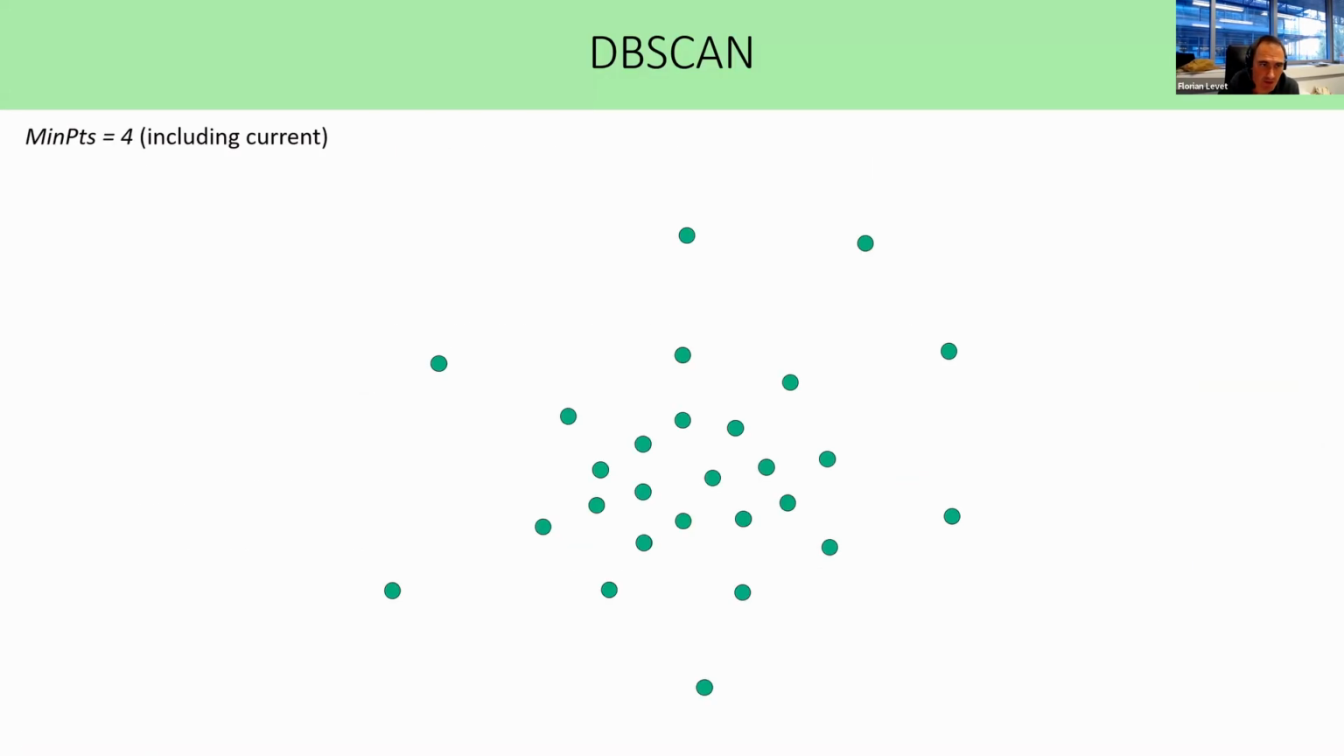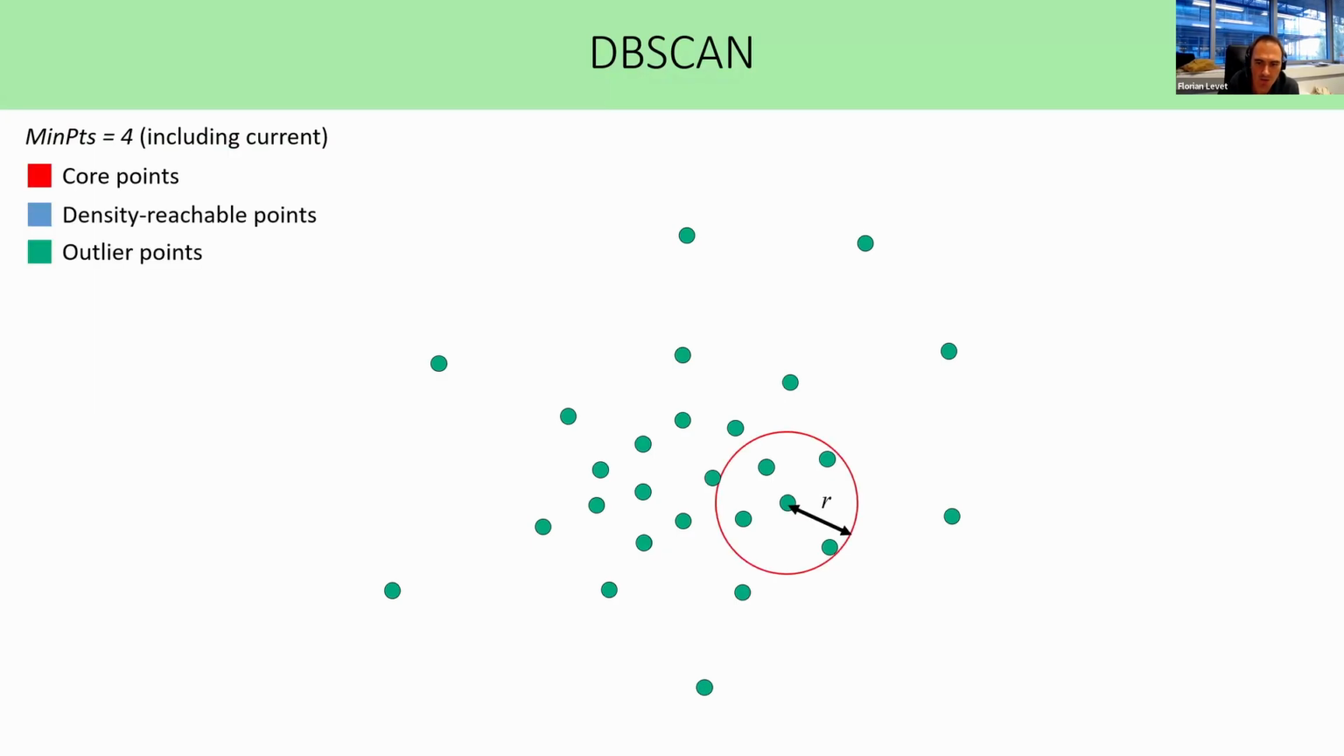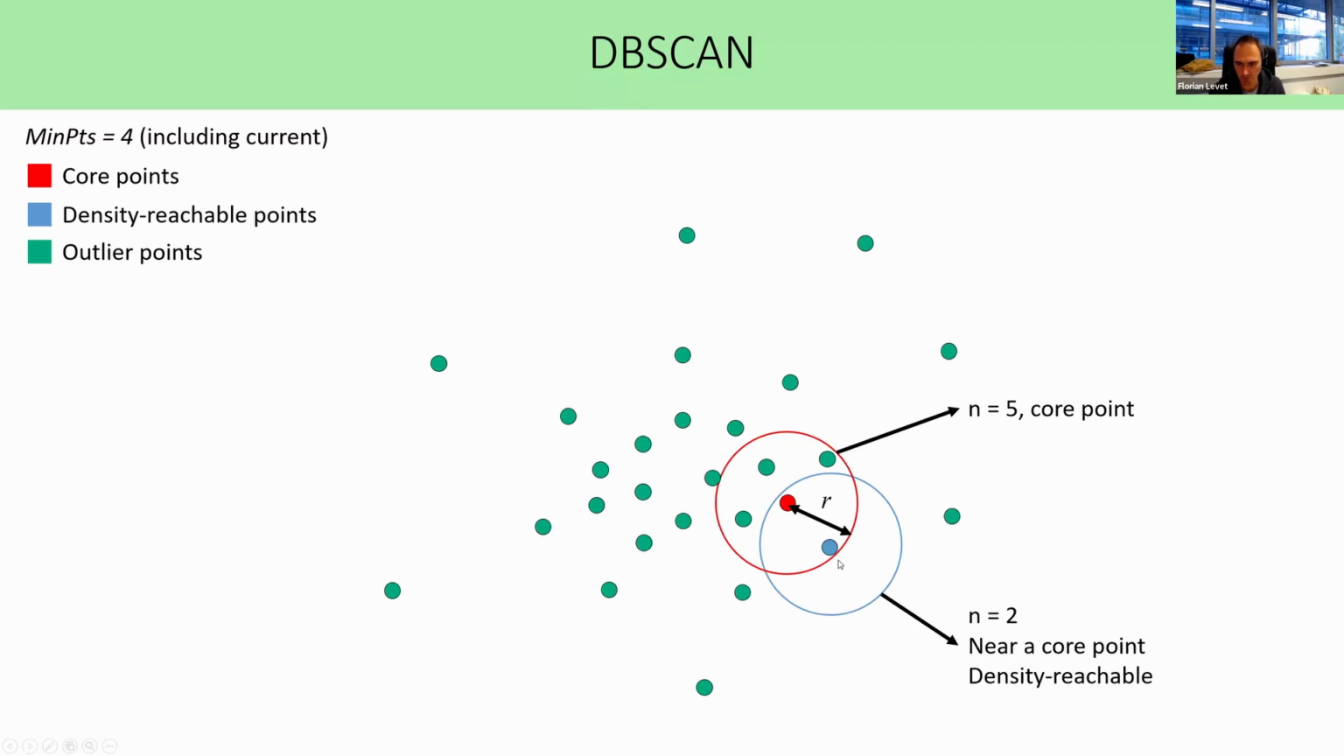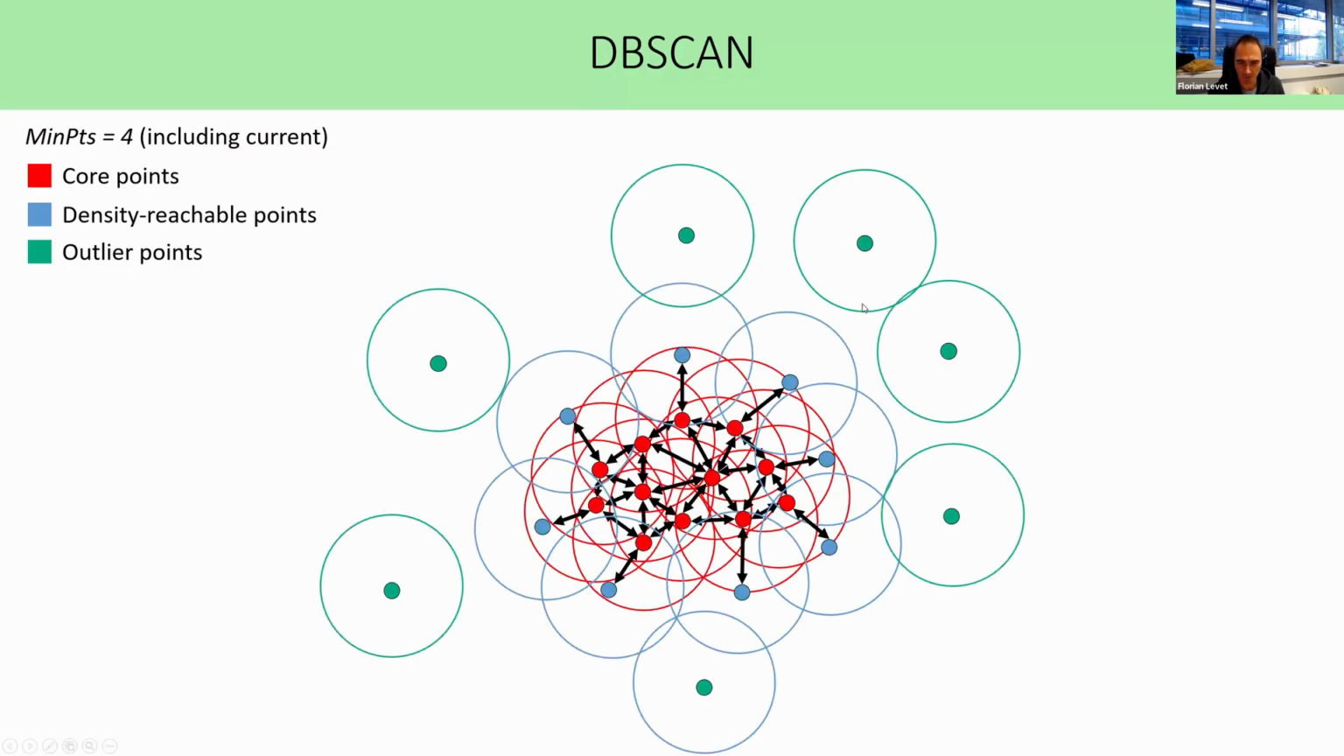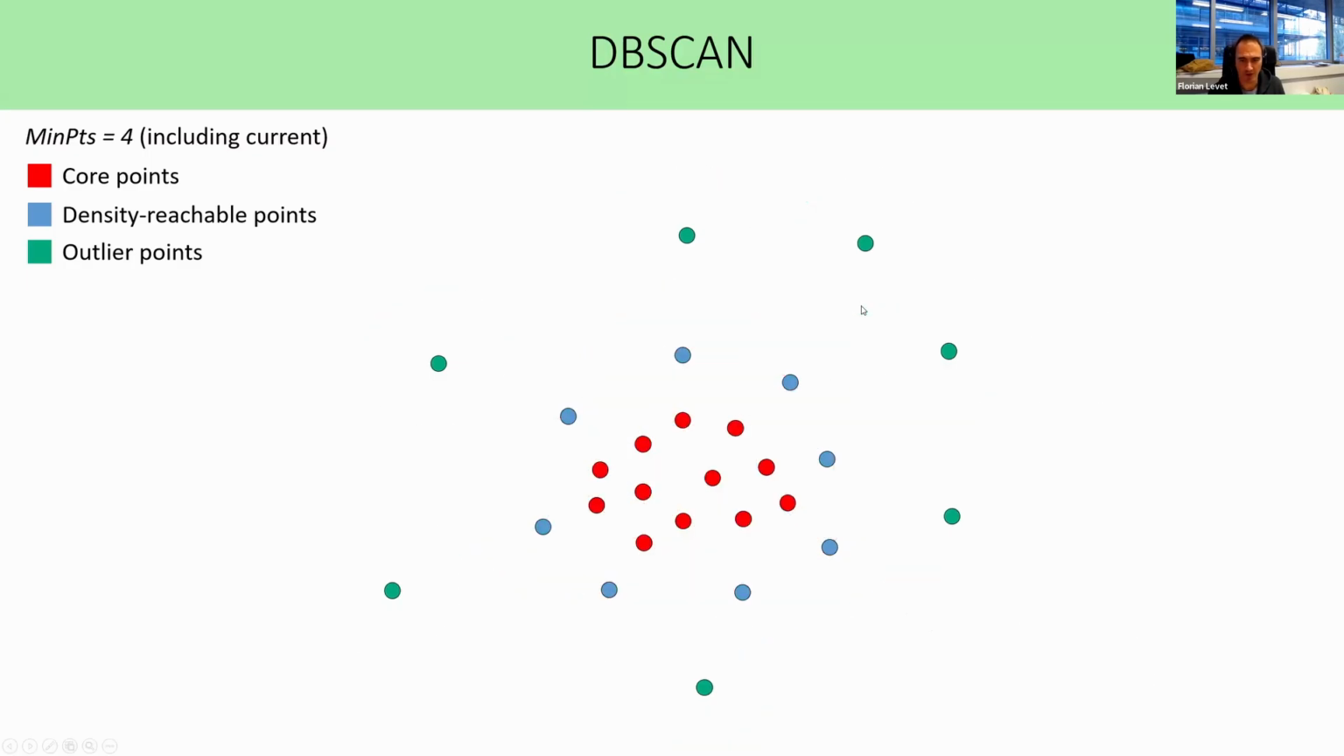So if we have this data and we say that min points is 4, that includes the current point, if you compute it for this point here, the number of points inside the radius is 5. So 5 is higher than 4. So this point is a core point. If you go to this point, you have 2 points. So it's not a core point, but because one of the points is a core point, you have a density reachable point. And in this case, the point is alone. It's an outlier point. You do that for all of your localizations. You end up with this classification.